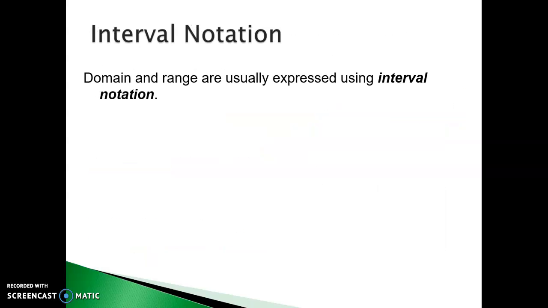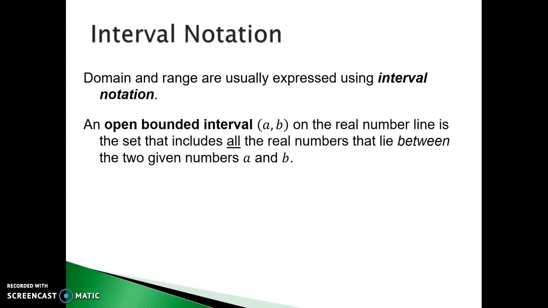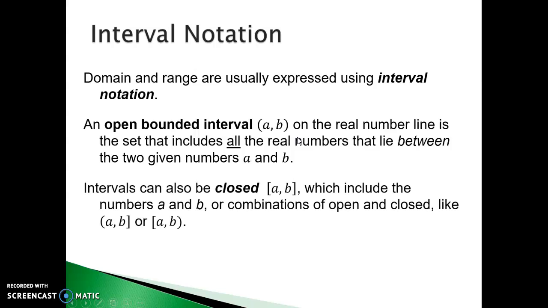So interval notation is the way we're going to express the domain and range as well. We want to talk about open-bounded versus closed intervals. An open-bounded interval with parentheses a comma b on the real number line means that it's all the real numbers that lie between the two given numbers. So a and b are not part of the solution set, just the numbers in between a and b. If the interval is closed, then that means that a and b are included.